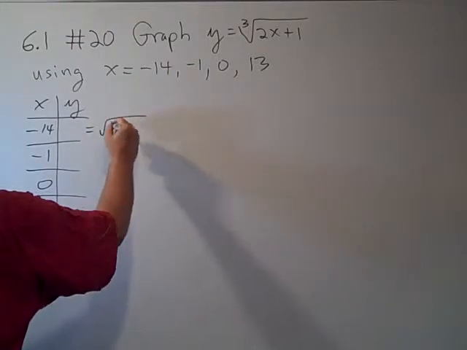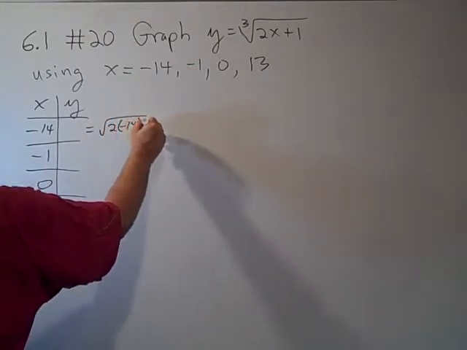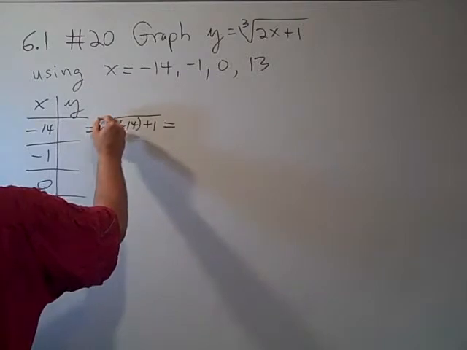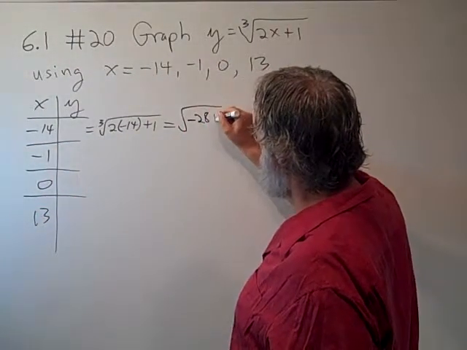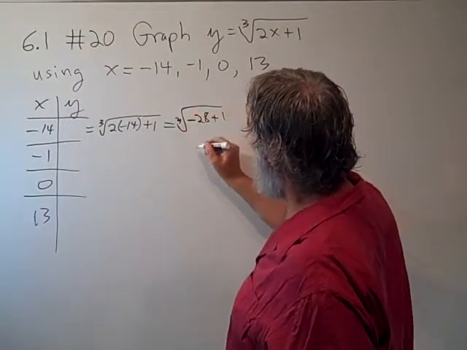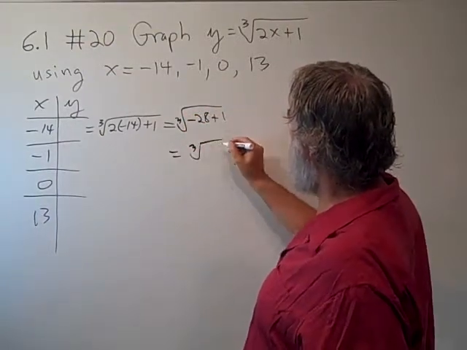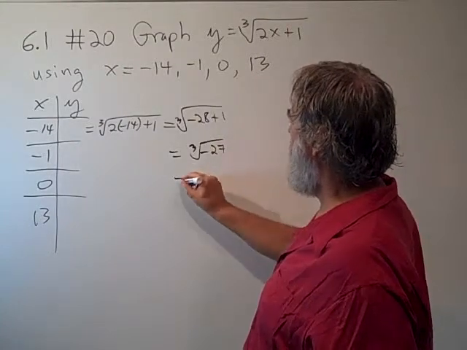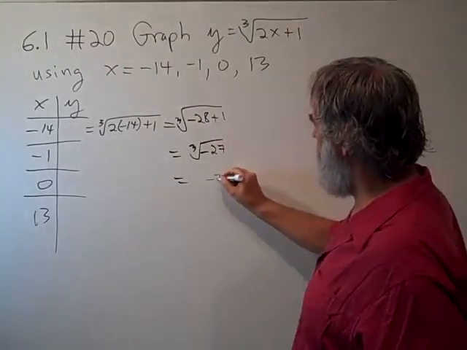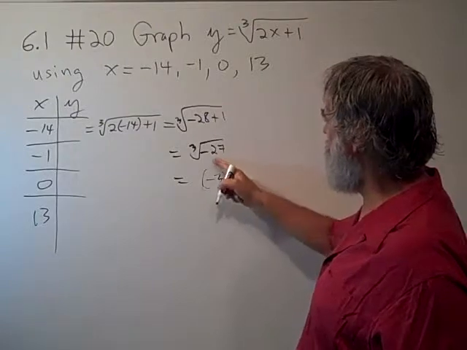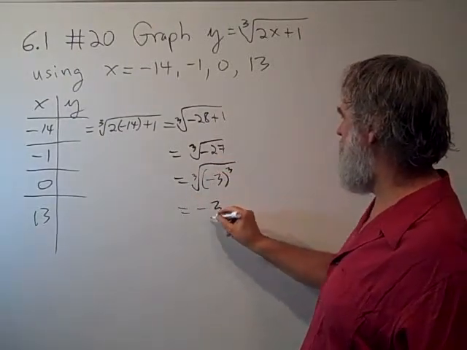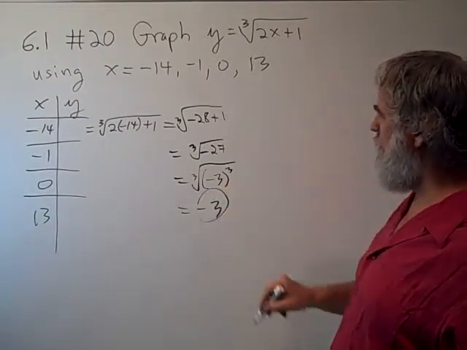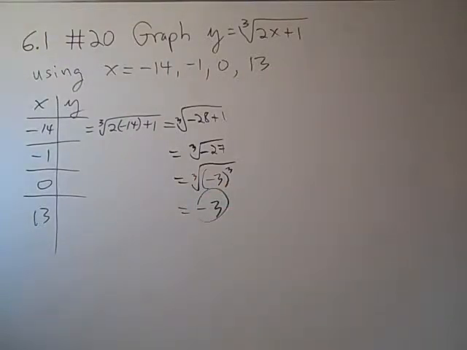y is equal to the cube root of 2 times negative 14 plus 1. That's the cube root of negative 28 plus 1, the cube root of negative 27. And since negative 3 to the third power is equal to negative 27, the cube root of negative 3 to the third power is negative 3. So that's our first value, negative 3, on the graph of this function.